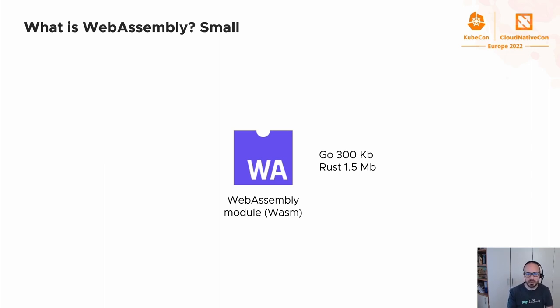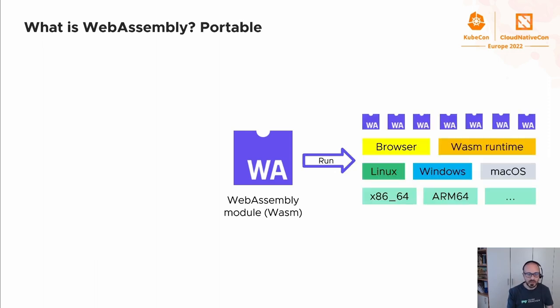These WebAssembly modules, in addition to being small, are also portable. That means I can write some code, compile it, let's say, on my Apple Silicon machine, have a WebAssembly module, and then ship this small module to, I don't know, a Linux machine running on the Intel architecture, and then just run it. That's because there is a thin abstraction layer between the WebAssembly module and the operating system, which is the WebAssembly runtime.